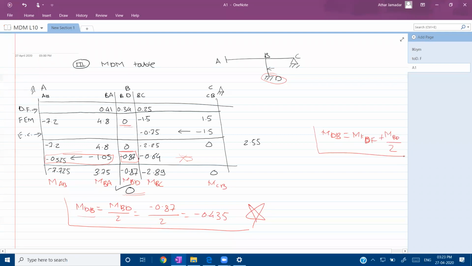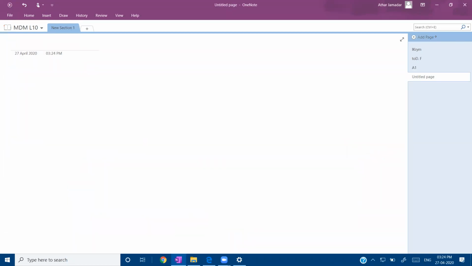In case of any horizontal load acting on span BD, the fixed end moment BD plus MBD divided by 2 will be the final moment of MDB. So you have to do this compensation whenever there is any type of horizontal load acting on column BD. Right now there is no load acting, so you should not bother about that. Now next part we will see drawing of the bending moment diagram.